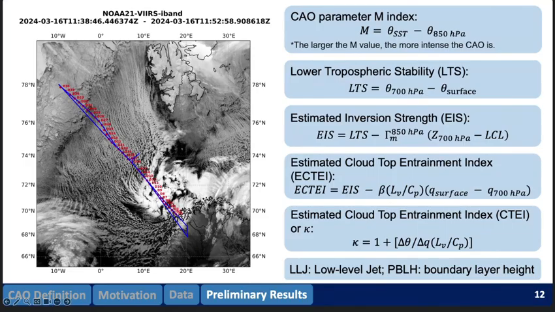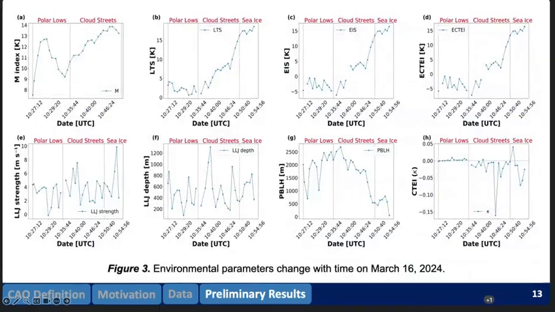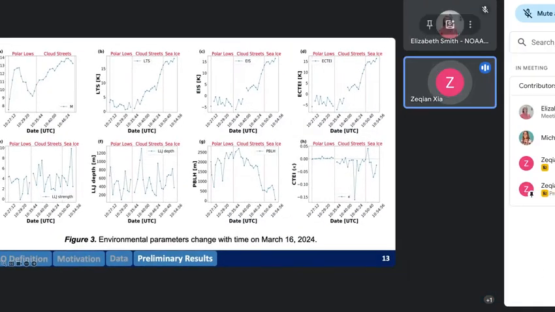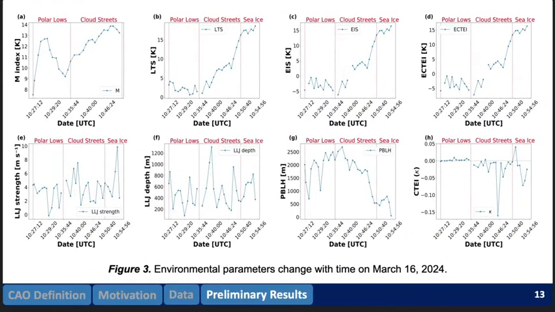So for this case, we can divide our field into three major regions. The first part is through the polar lows. Another part is from the cloud streams. And the third part is over the sea ice. So here are all the environmental parameters changing with time on this day.